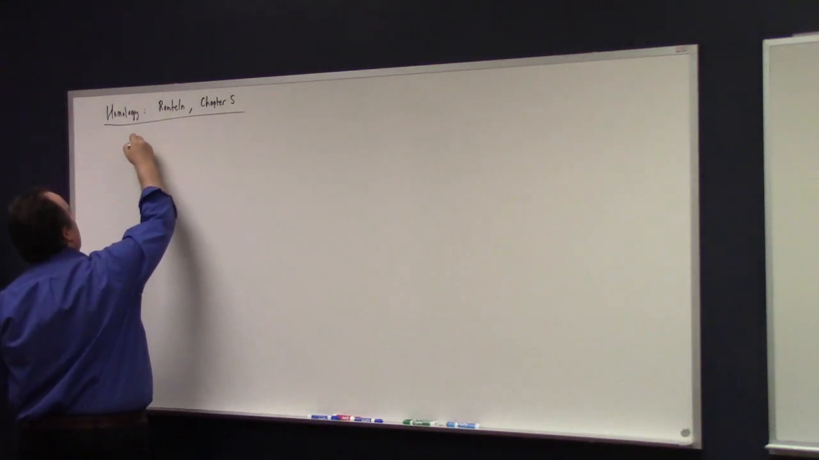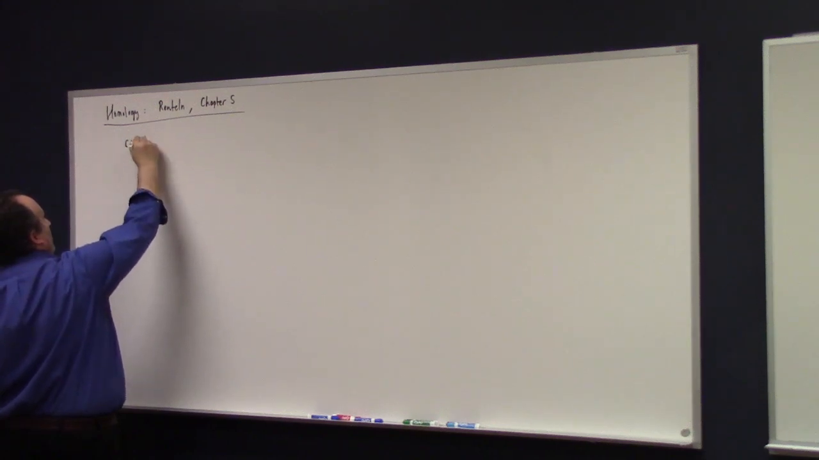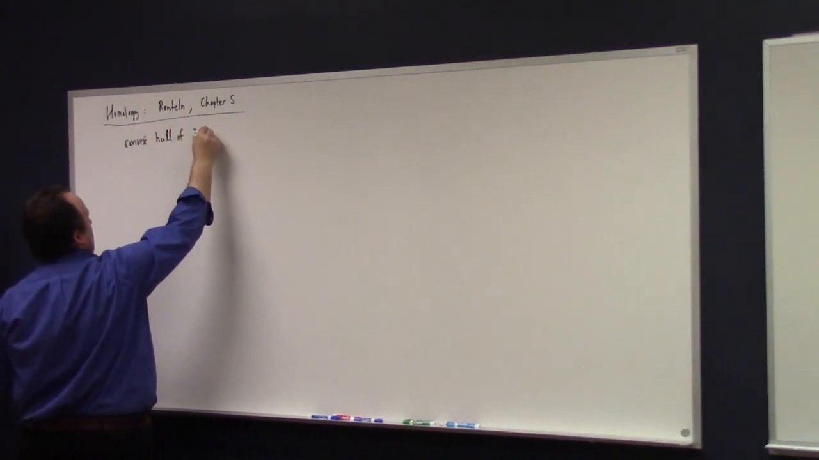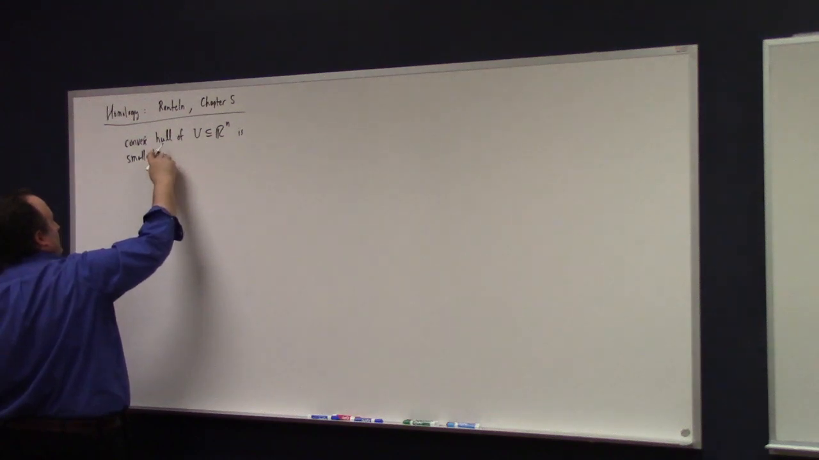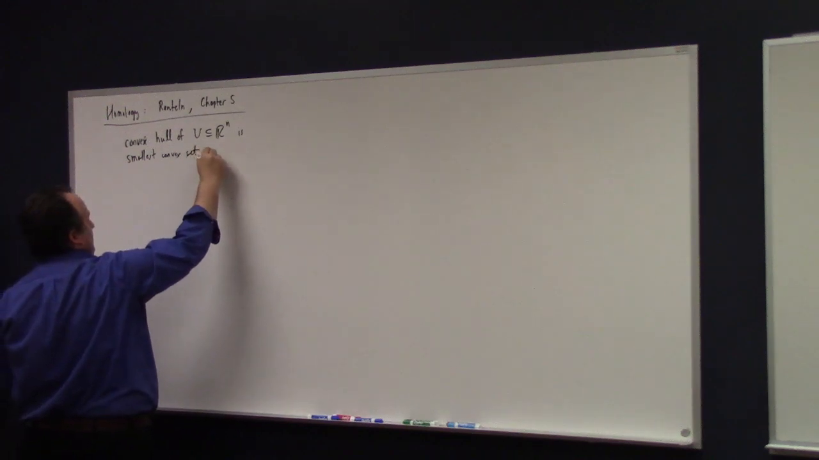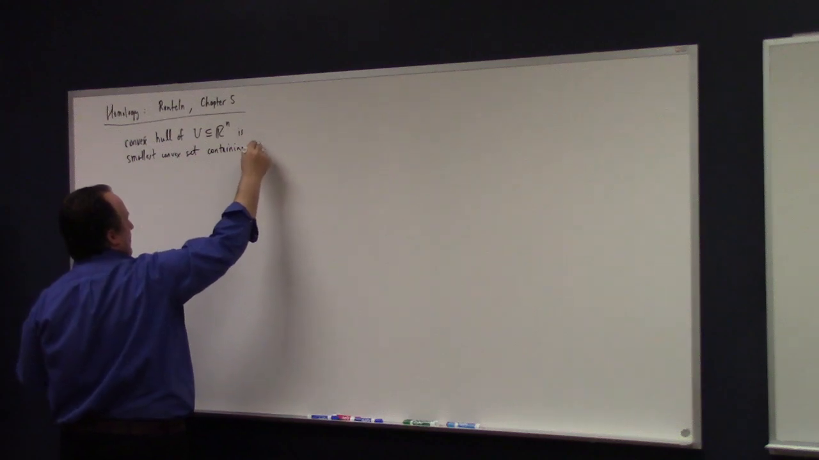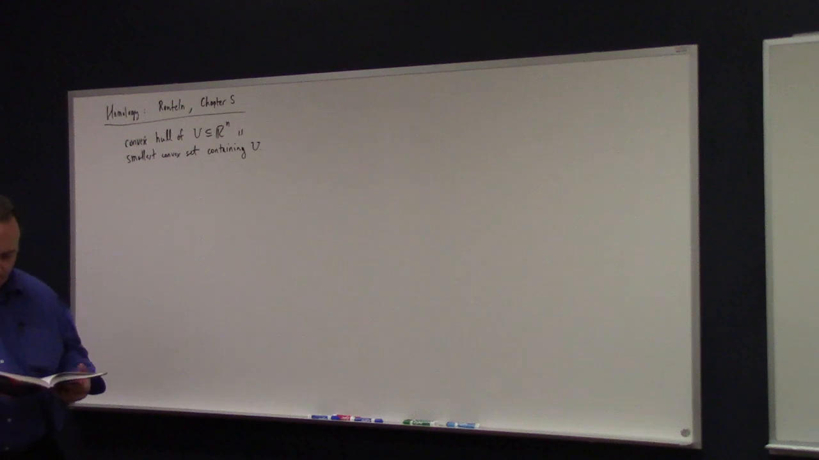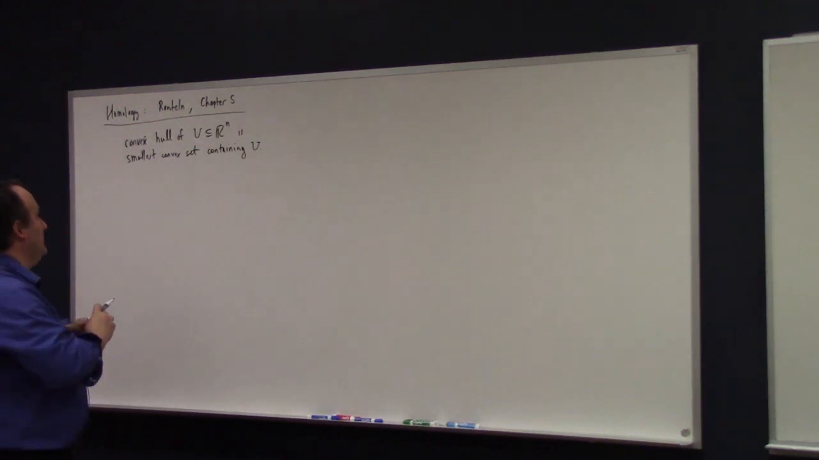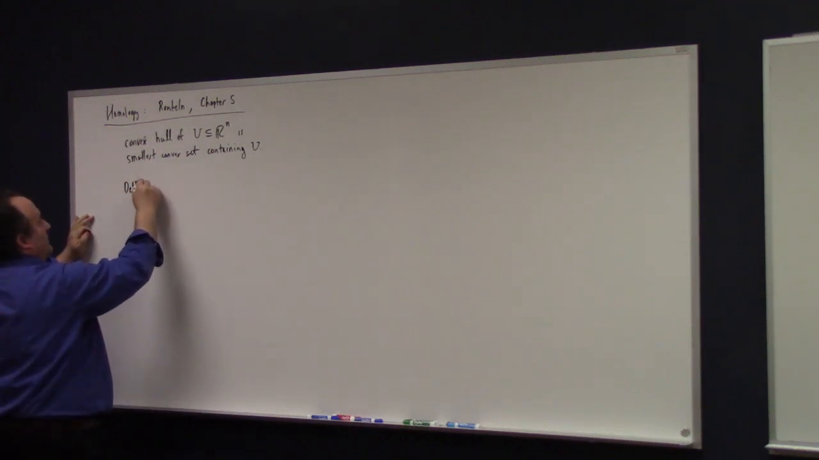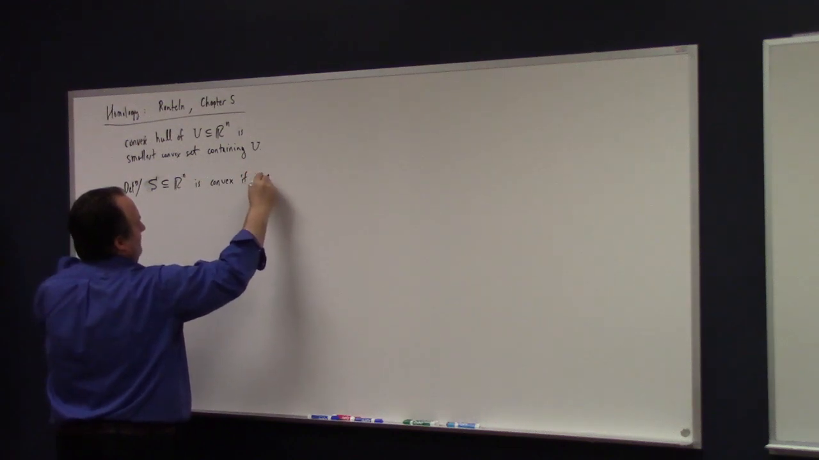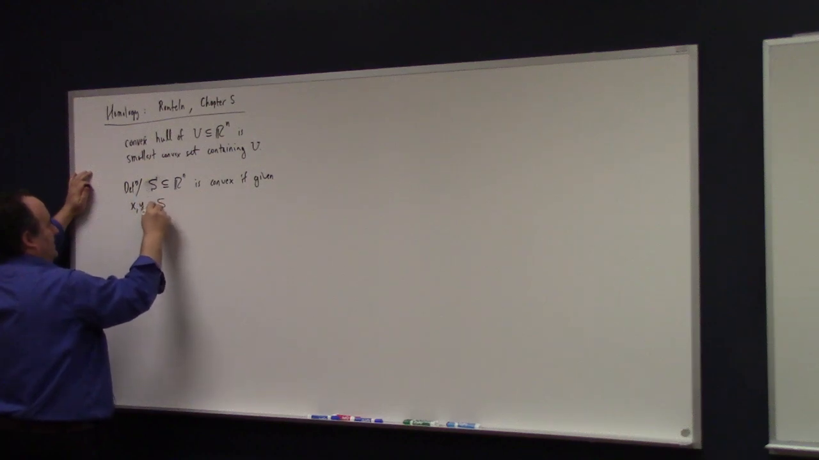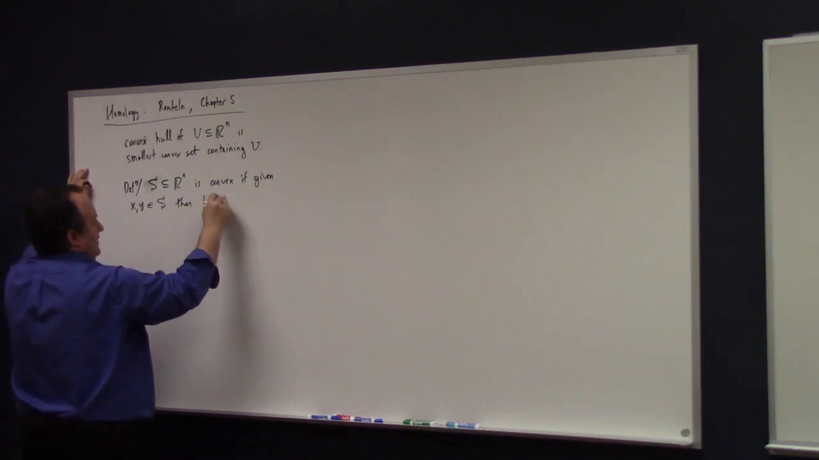So the convex hull of U, a subset of Rn, let's say, is the smallest convex set containing U. Convex definition: U, well, let's say not U, let's say S. S, a subset of Rn, is convex if, given x and y in S, the line segment [x, y] is a subset of S.